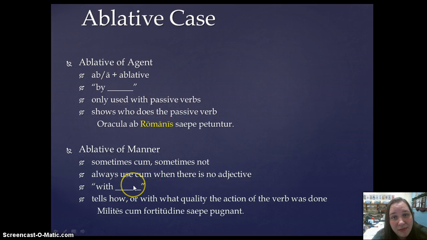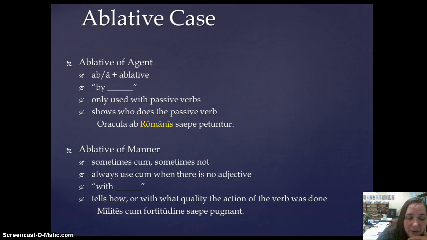The ablative of manner is a little bit different. The ablative of manner is formed sometimes by using the preposition cum plus the ablative, sometimes not. If you do not have an adjective describing the ablative noun in an ablative of manner, then you always use the preposition cum, okay? The ablative of manner translates with blank, and it tells you how something is done, or more specifically, with what sort of abstract quality was something done, okay?